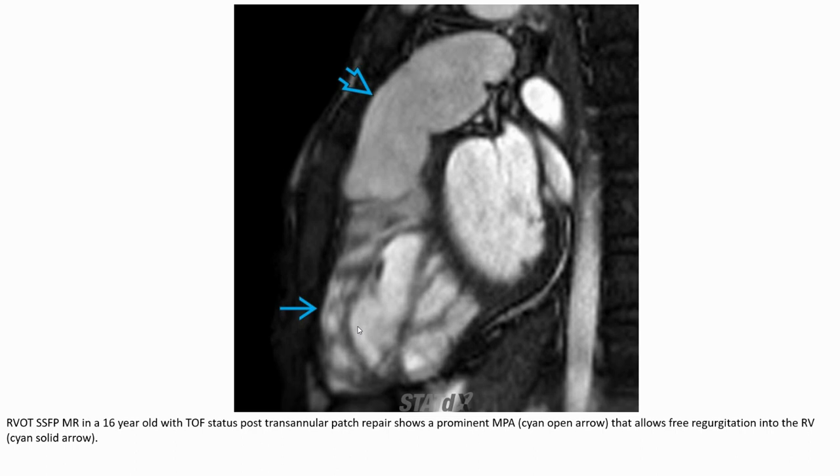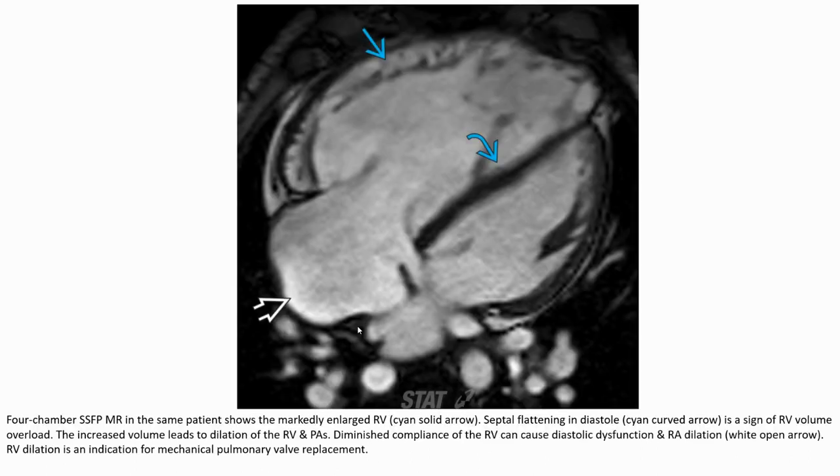This cardiac image shows a prominent main pulmonary artery that allows pulmonic regurgitation into the right ventricle. This cardiac image shows a markedly enlarged right ventricle, with subtle septal flattening, which is a sign of right ventricle volume overload. The increased volume leads to the dilatation of the right ventricle and pulmonary artery.